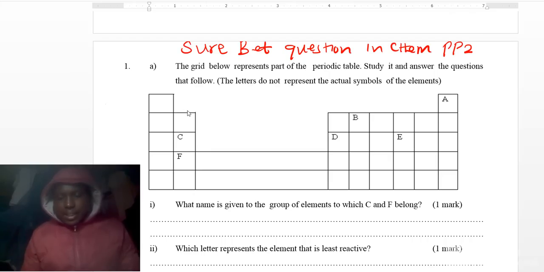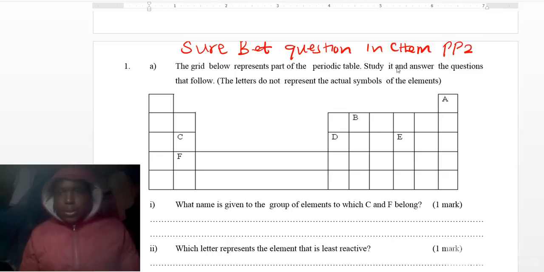We have started a series of KCSE paper 2 sure bet questions. This one you will not miss them. So I want to promise you around that marks in paper 2 that you are sure about. The grid below represents part of a periodic table. Study it and answer the questions that follow. Letters do not represent the symbols of the actual elements.